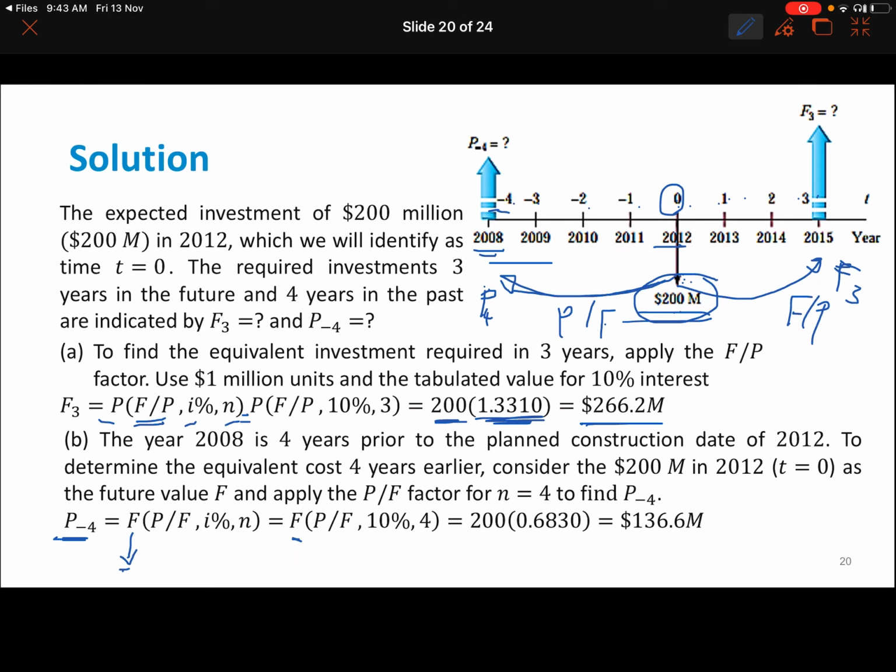And F is $200 million. P given F, 10% and 4 years. Negative 4 does not mean that I put negative 4 years in my formula, it is 4 years. I just count numbers. So 200 multiplied by this number I extract from the table, it is $136.6 million, which means that if I finished it 4 years ago, I would pay less money because the interest rate really affects and it really matters.